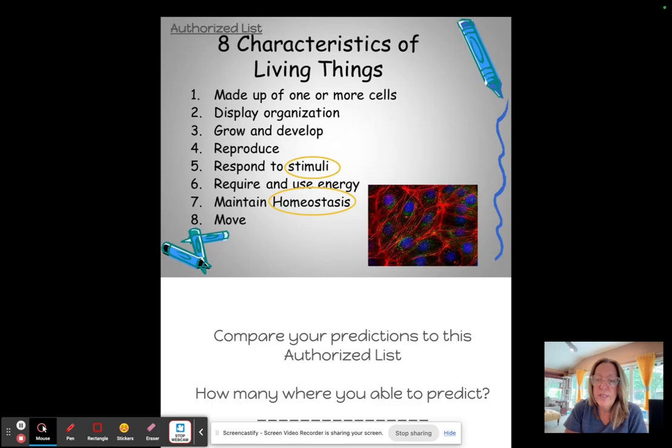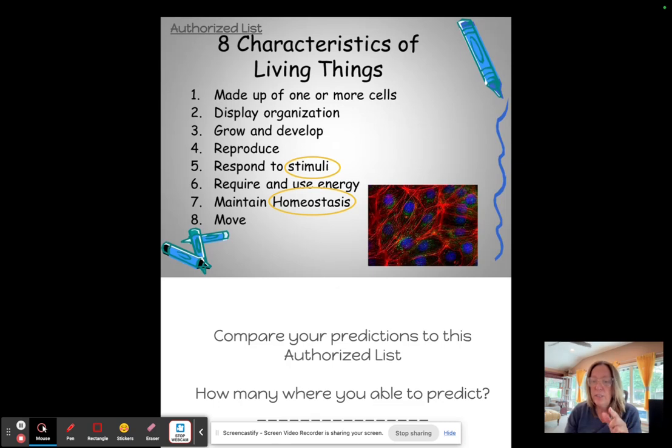I have a feeling that many of you got number three. Number three is grow and develop. And we're mostly aware that organisms don't start their life looking the way that they end their life, so there is a period of growth and development. And really, the main goal of all organisms is to reproduce, which would mean to make another that looks similar.